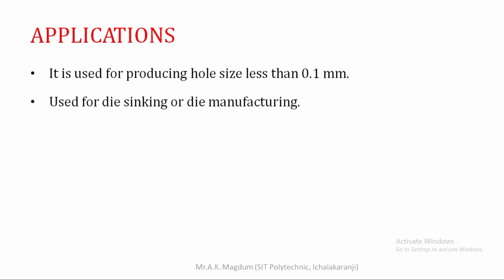Next, used for die sinking or die manufacturing, for preparation of the die. Die is a type of tool generally used for a machining process. With the help of the EDM process, we can easily manufacture the die, because the dimensional accuracy of the die is very important. If you properly maintain the dimensional accuracy, only then is the die suitable for manufacturing various components. So die manufacturing is a very important application of the EDM process.